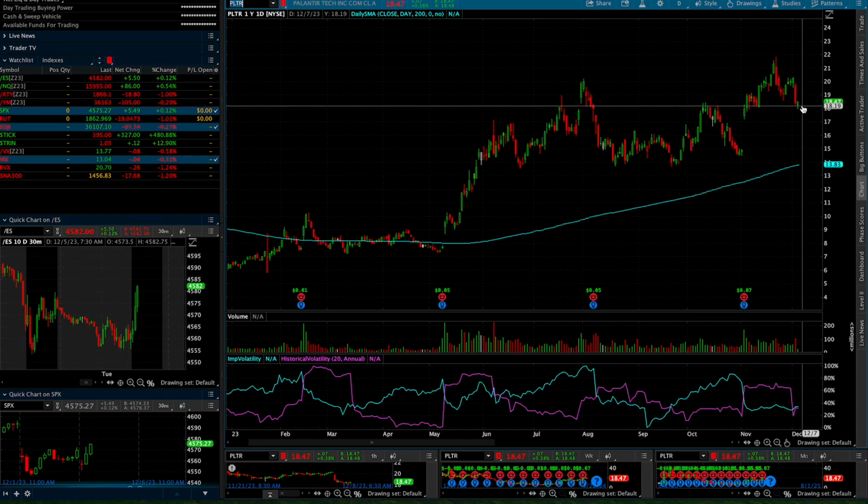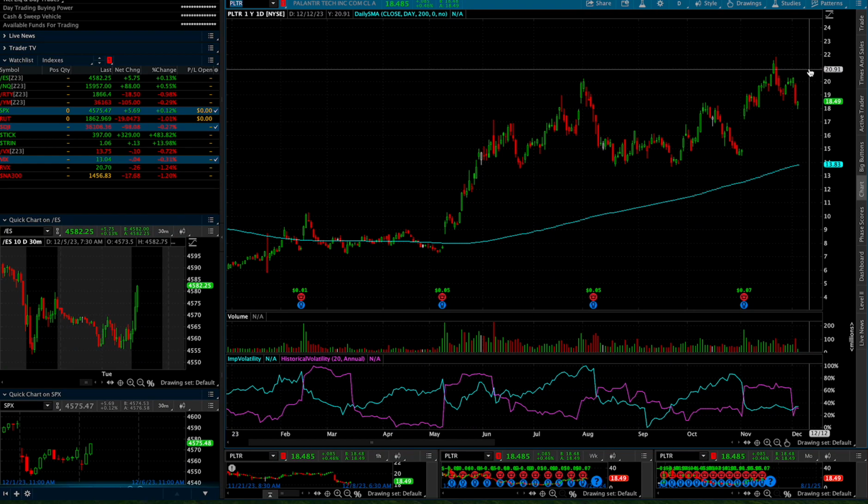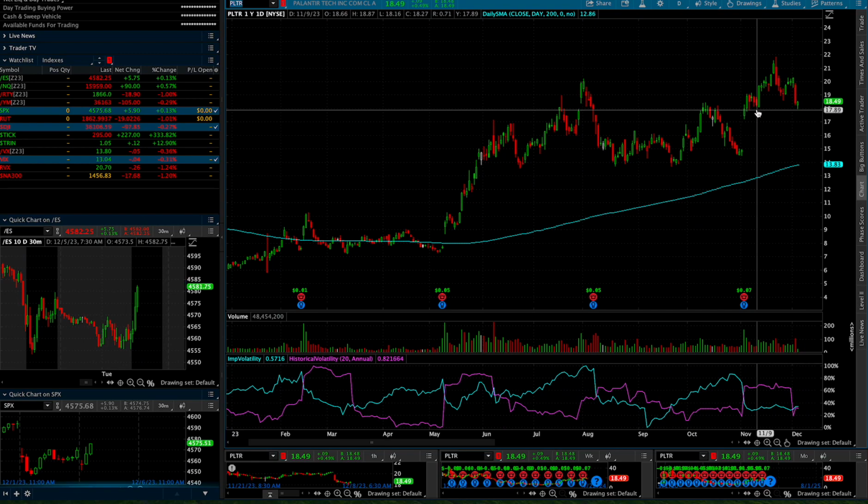Now, most of these people are looking at 21 calls. That means in order for this trade to become profitable at expiration, this is going to have to be above 21, and it's going to have to be above 21 by the amount that I paid for this position. So let's just go back.